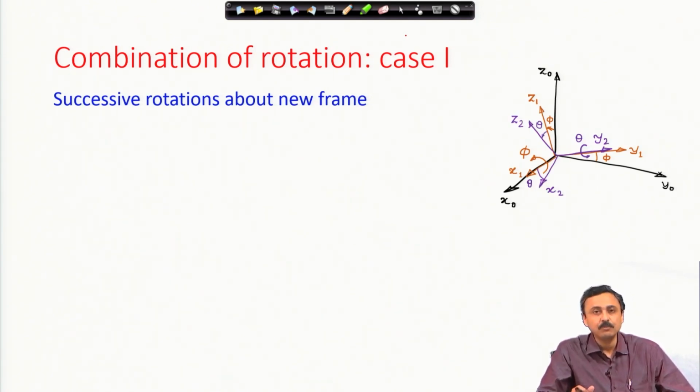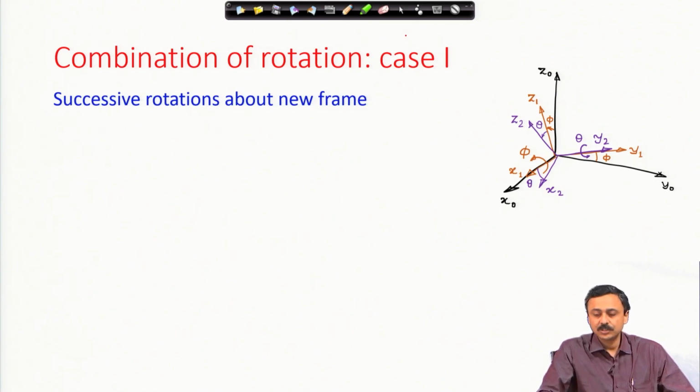Imagine that the purple frame was initially coincident with the brown frame. Now, I gave a rotation to the purple frame and we get x 2 y 2 z 2.